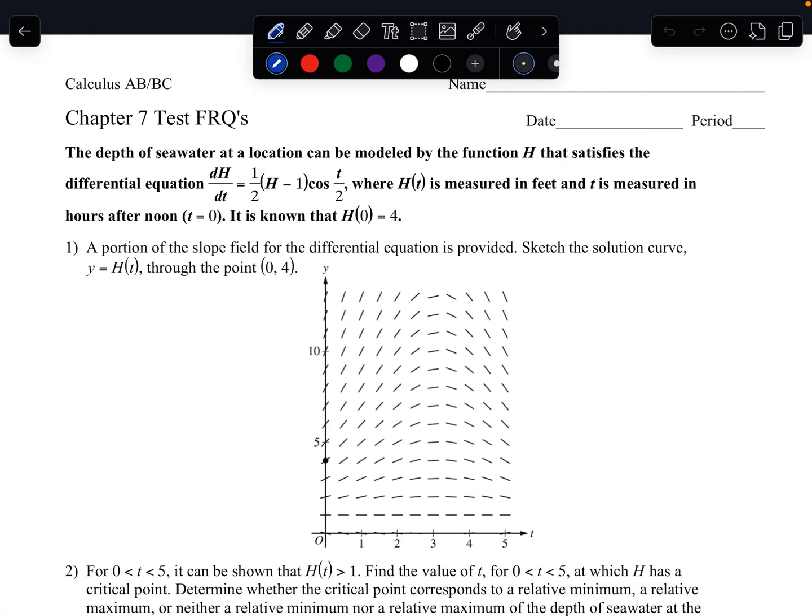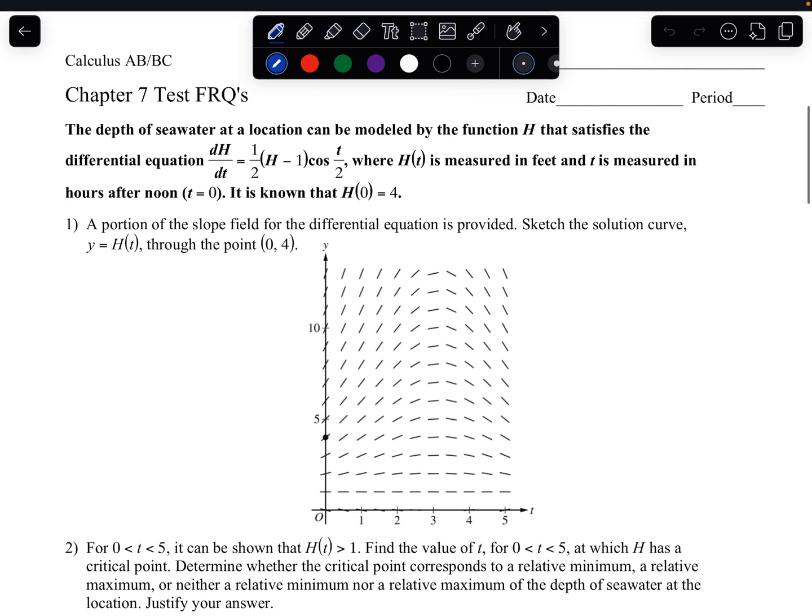Hey guys, I'm gonna go over the FRQs for the upcoming Chapter 7 test, and maybe while I'm at it, I'll catch a couple of spelling errors, but we'll see.